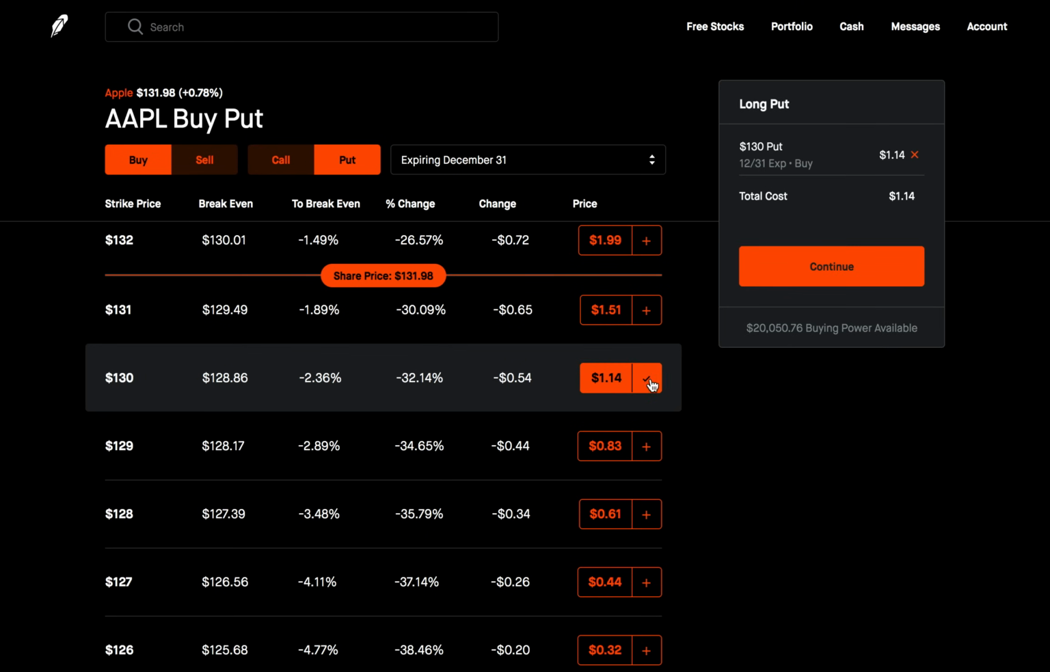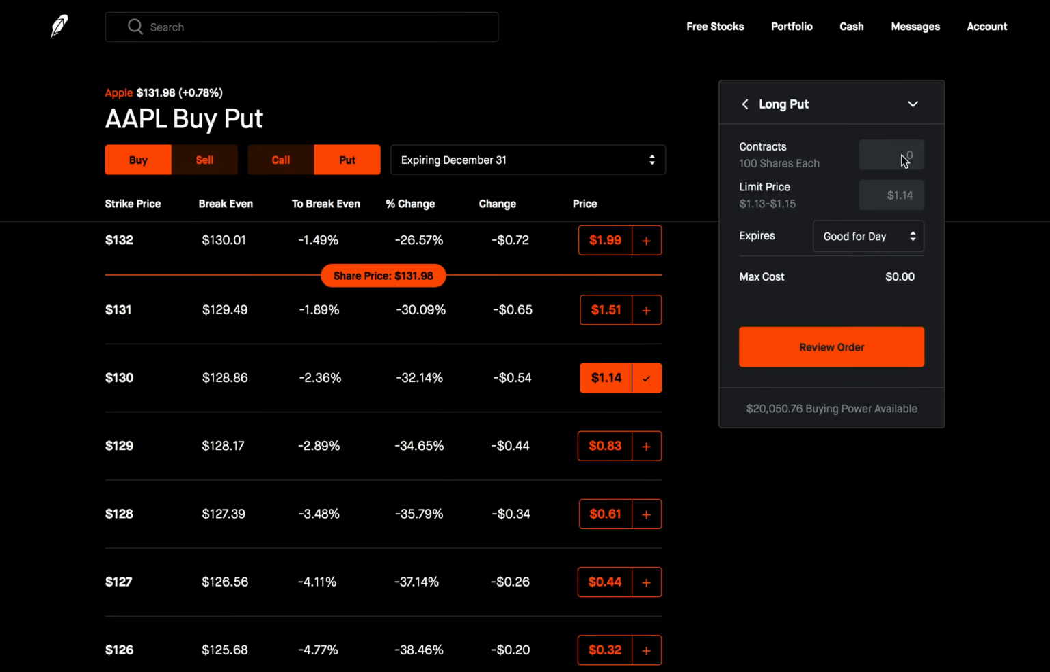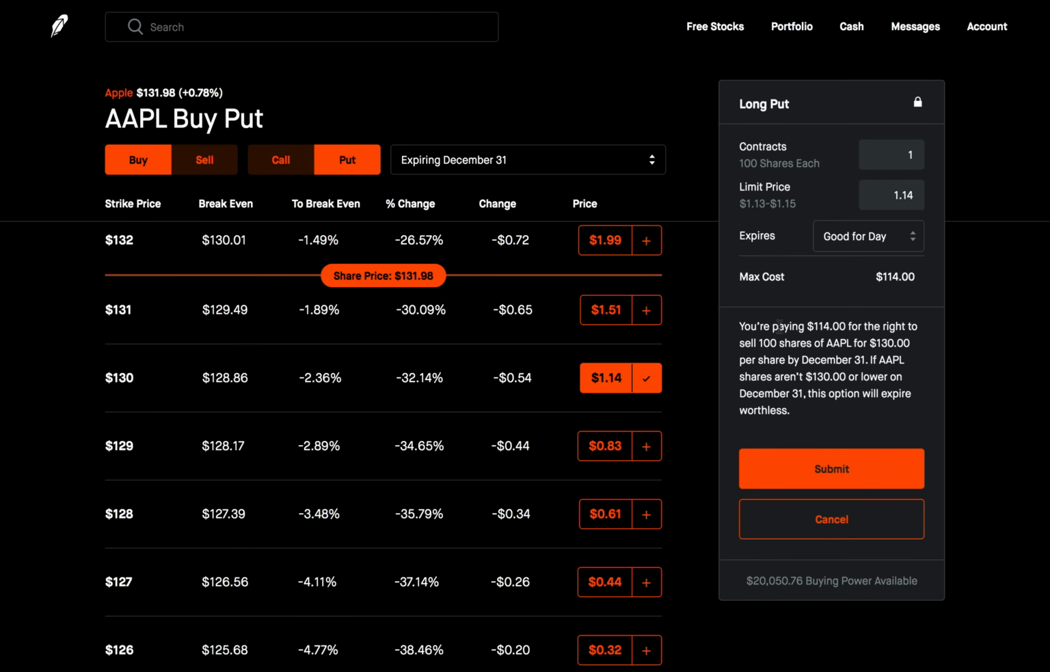And in fact, if we click on this plus sign and we enter the information here, like how many contracts we want, let's say we just want one contract, this is going to tell us that this is going to cost us about $114. And if we click on this review order, this will actually give us the definition of what this means, right? You're paying $114 for the right to sell 100 shares of Apple for $130 per share by December 31st. Again, most people aren't going to exercise it and sell 100 shares. Most people are just going to sell their contract back to the market.